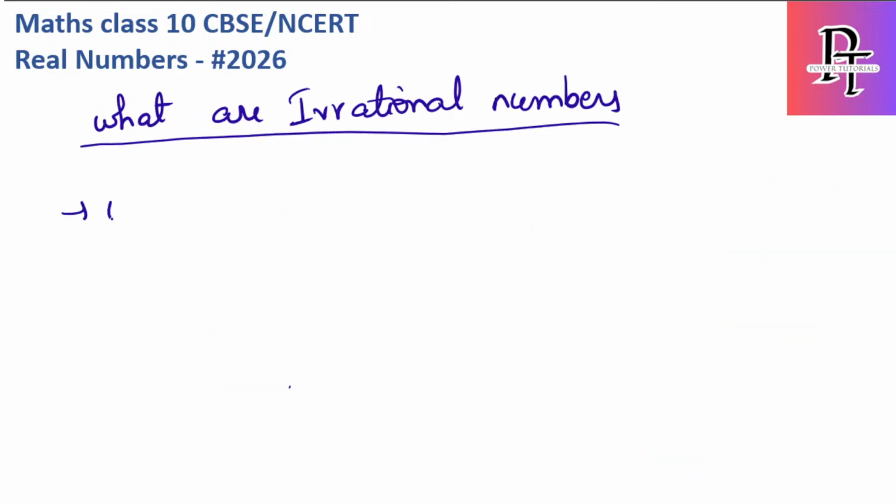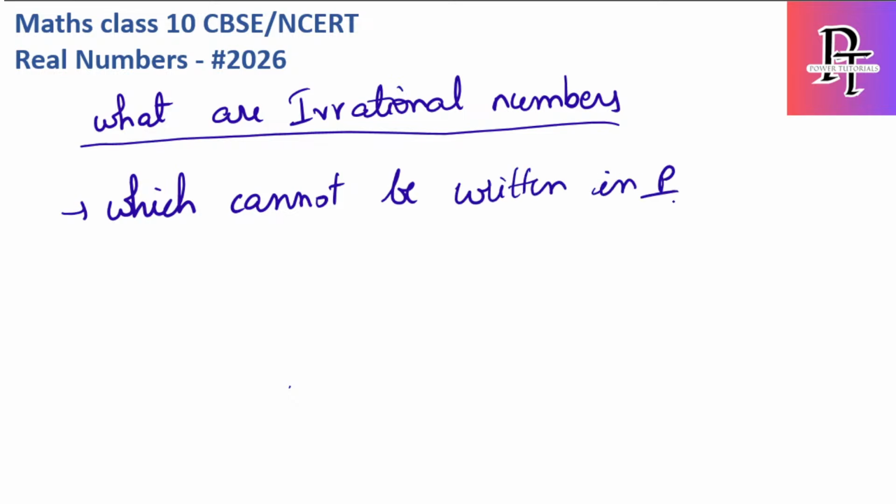Irrational numbers are those which cannot be written in p by q form. So p by q, here q is not equal to 0 because anything divided by 0 is undefined. Okay, so which cannot be written in the form of p by q.